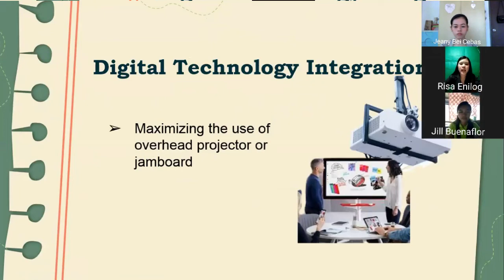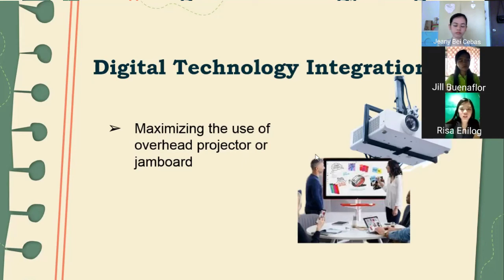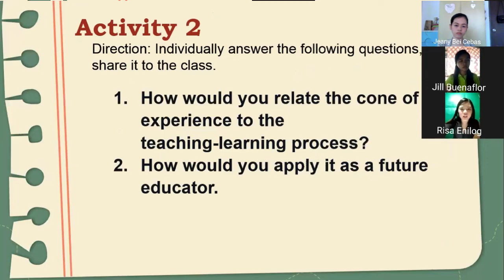So do you have any questions regarding our discussions this evening? Let's proceed with the application. For your application, I will ask you how you would relate the cone of experiences to the teaching-learning processes and how you would apply it as a future educator. You are given 5 minutes to think and construct your answer. Individually, you will share your thoughts and answers to the class. Who will be the one to share it to the class? Okay, Ms. Inushan.